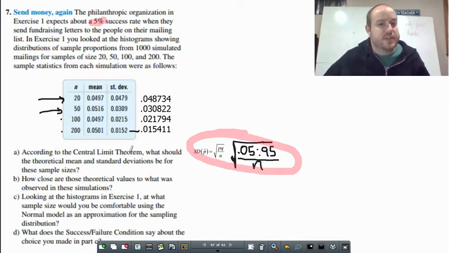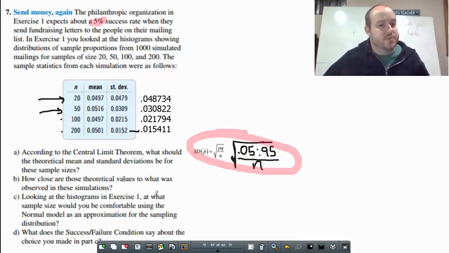And you can see down here, these two are extremely close at 0.0152, and this is 0.0154. So you're talking about a 0.0002 difference between the two. All right. So again, that shows you that the simulations came up with standard deviations very close to what our theoretical would have given us. And in fact, as the sample size gets larger, we see the difference between the two numbers get smaller and smaller and smaller. All right.